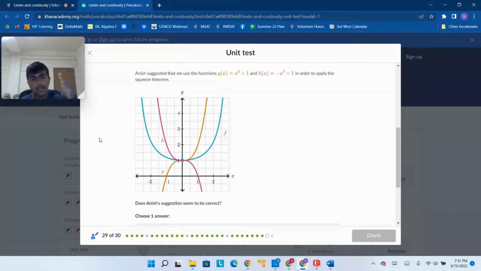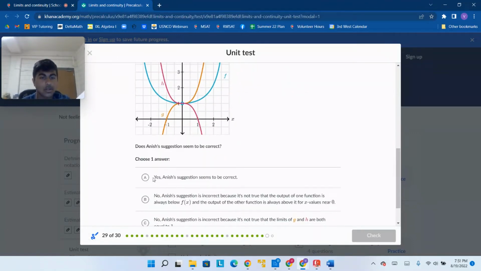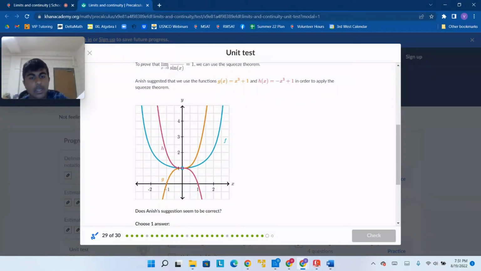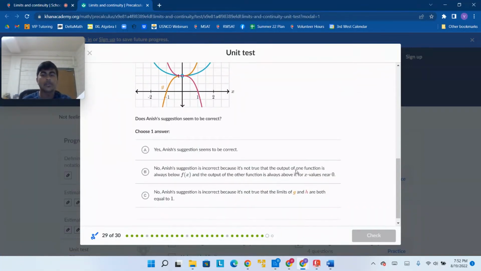Looking at that, if you don't know the Squeeze Theorem, it might look correct, but it's actually not correct, because the idea of the Squeeze Theorem is that you squeeze a function in between two other functions. Anyway, if you're using the Squeeze Theorem, one function has to be going above f and the other function has to be going below f the whole time. H and G go below f and above f at different times, and that messes everything up.